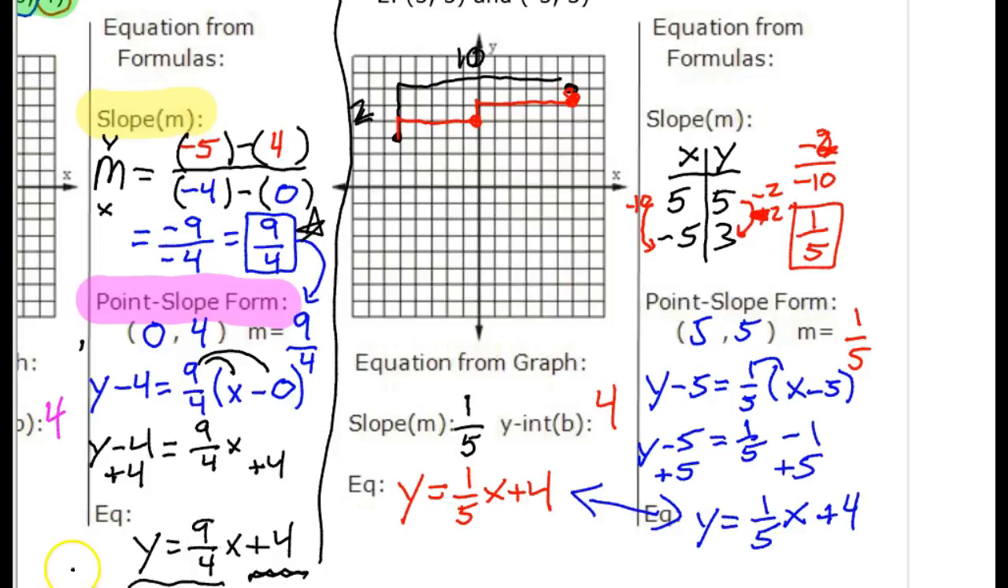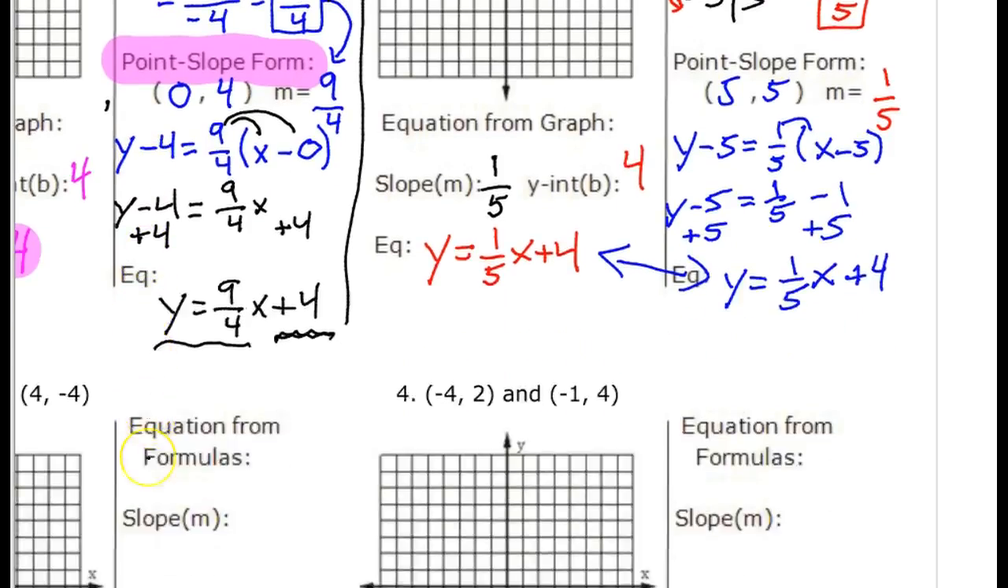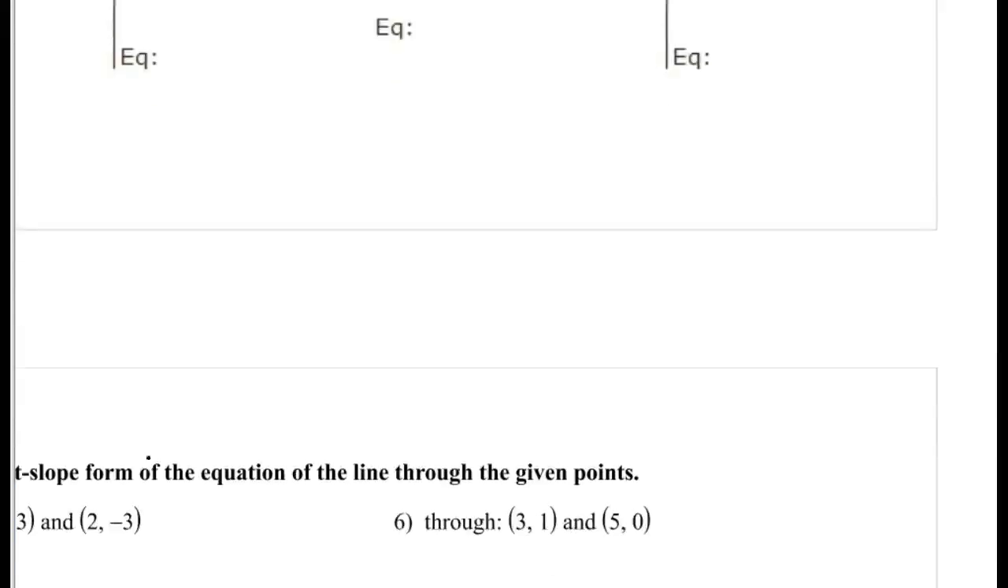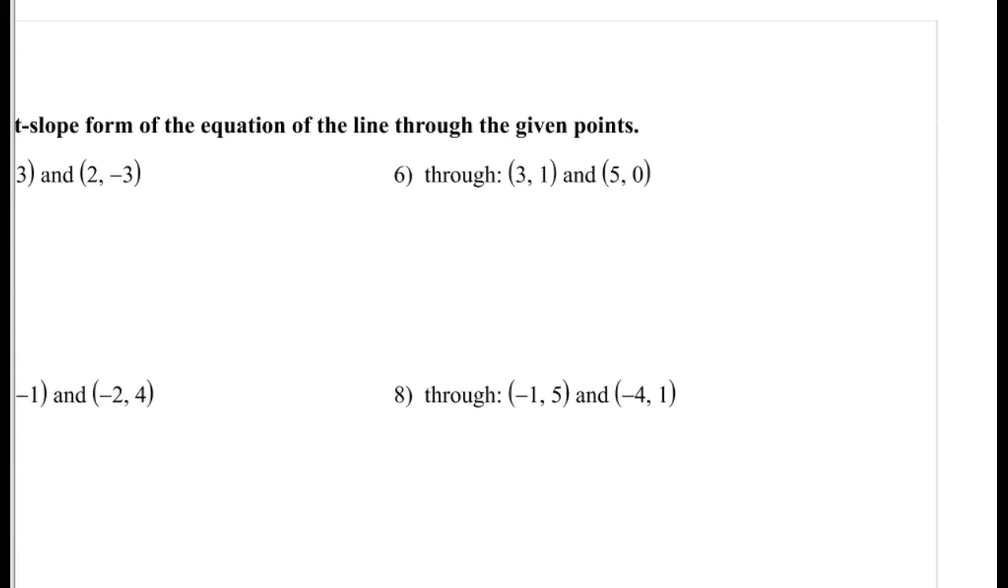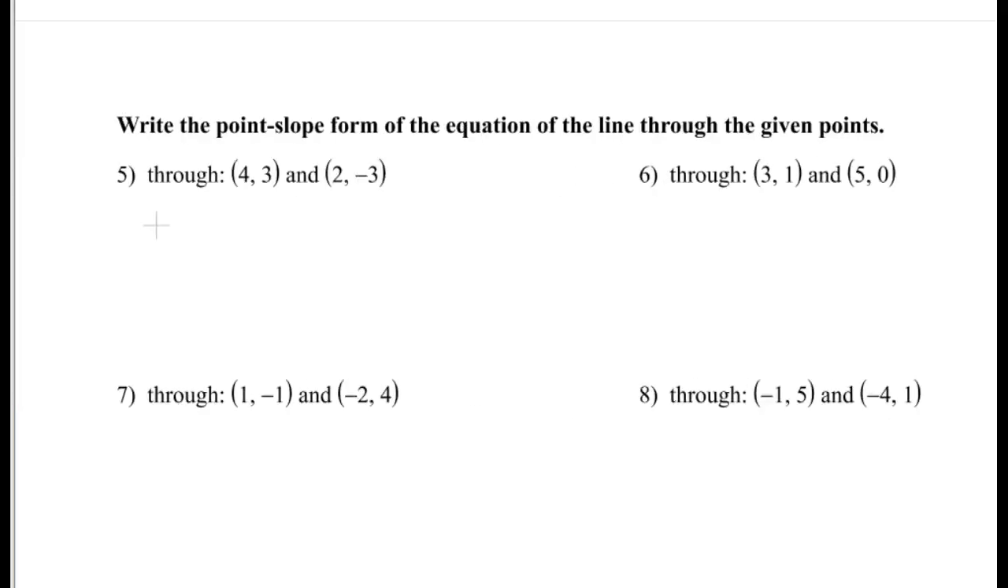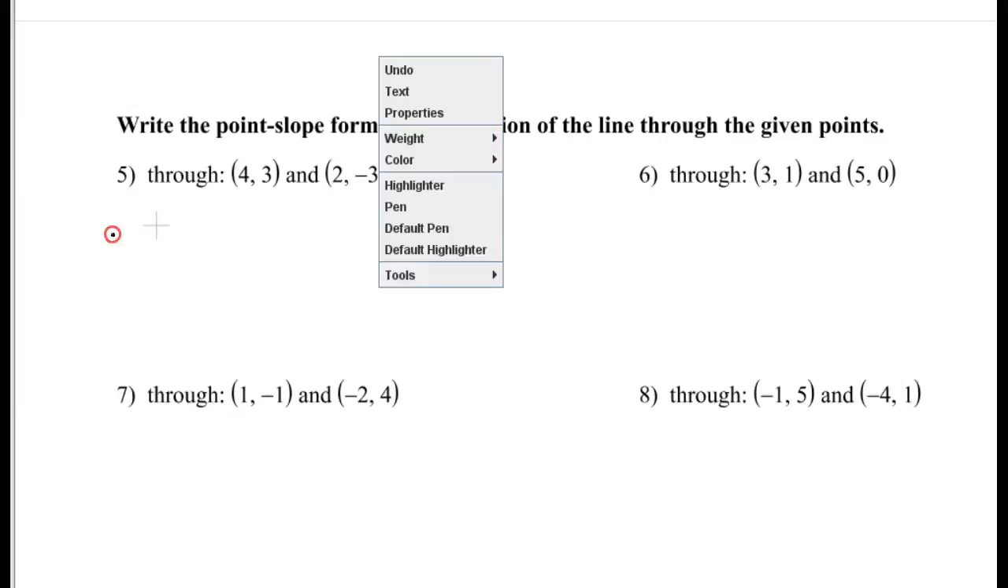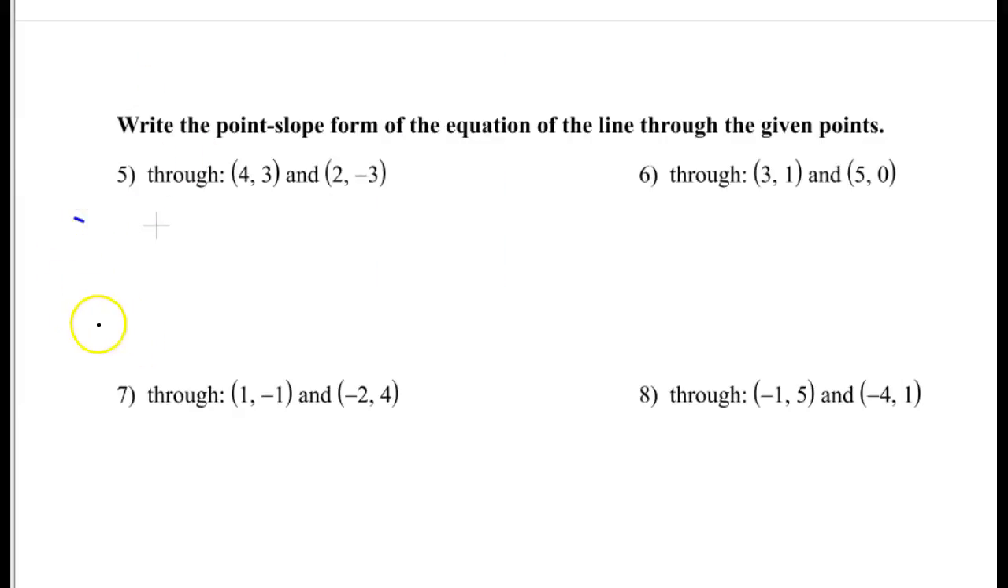Go ahead and do 3 and 4 and see how it goes. Check with each other. Make sure you're getting them right. Then you can move on to the back where you just do the equation version only. Okay, so on the back, there's 2 sets of directions, so it's important to actually read those. The first one says just write it in the point slope form. Okay, so that means our final answer just needs to look like this.